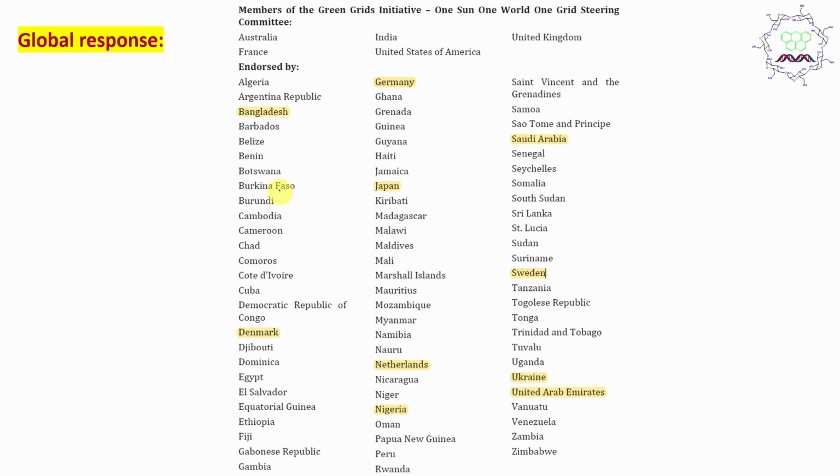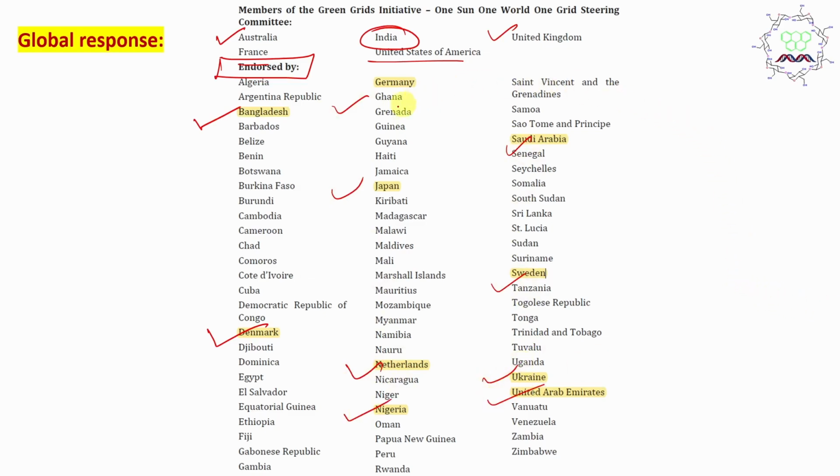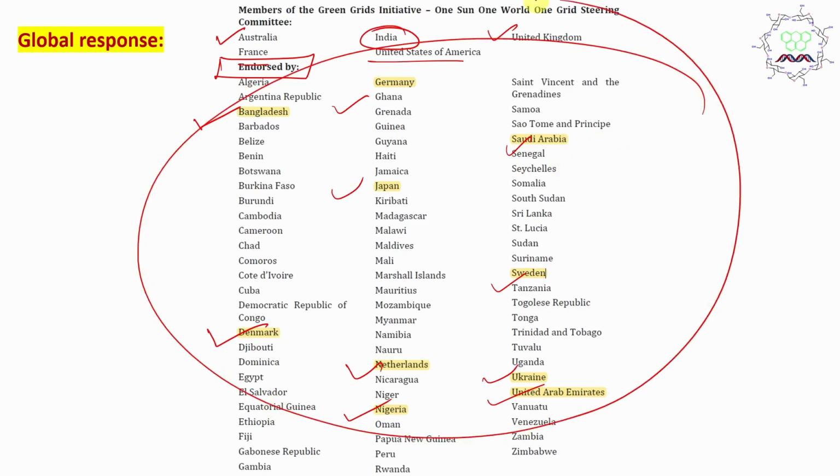Now, what is the global response for this project? Look at the main members in this committee: Australia, obviously India, United Kingdom, France and USA. These are the major economies of the world, and these have openly accepted it, along with important countries like Bangladesh, Denmark, Netherlands, Nigeria, Japan, Germany, Saudi Arabia, Sweden, Ukraine or UAE. I have highlighted these countries because they are important either from a big population point of view, economy point of view, etc. By the way, since it is a global project, every country should be present here. No one should be out of this plan.